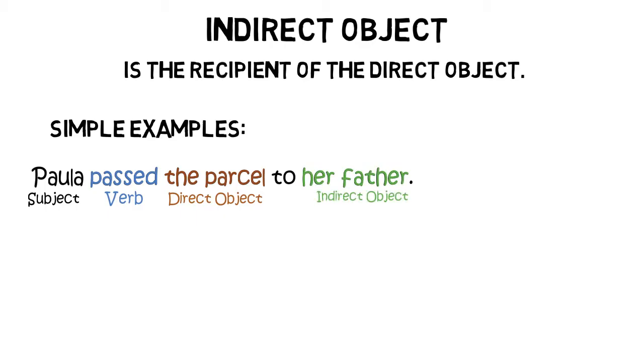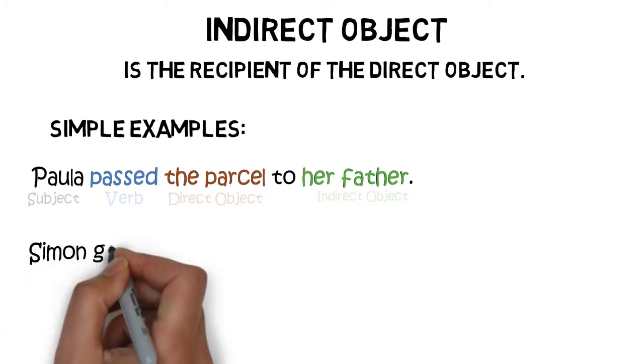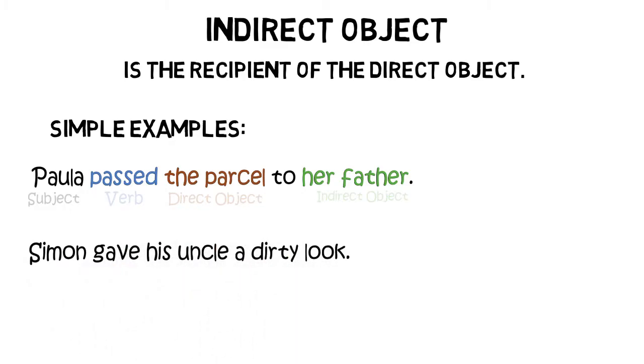Let's look at another example. Simon gave his uncle a dirty look. So you find the verb and you ask what. Gave what? A dirty look. To whom? His uncle. So his uncle is the indirect object. It's the recipient of the direct object.